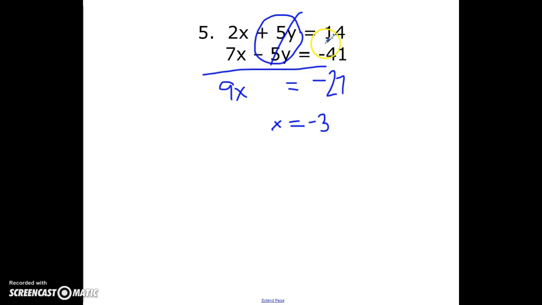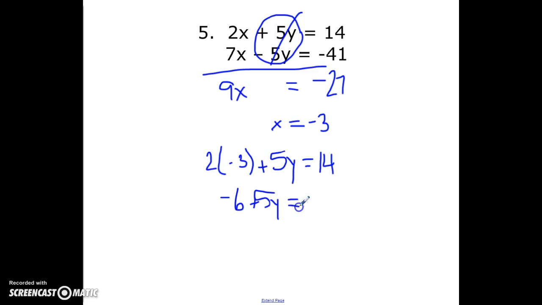In this case, neither one looks easier than the other one, so I'm just going to use the top one. 2 times negative 3 plus 5y. Always be very cognizant about which variable you have, because if you were to plug this in to the y on accident, you're going to, of course, not get the right answer. So just make sure that you're paying attention to the details. It can be easy to get kind of ahead of yourself.